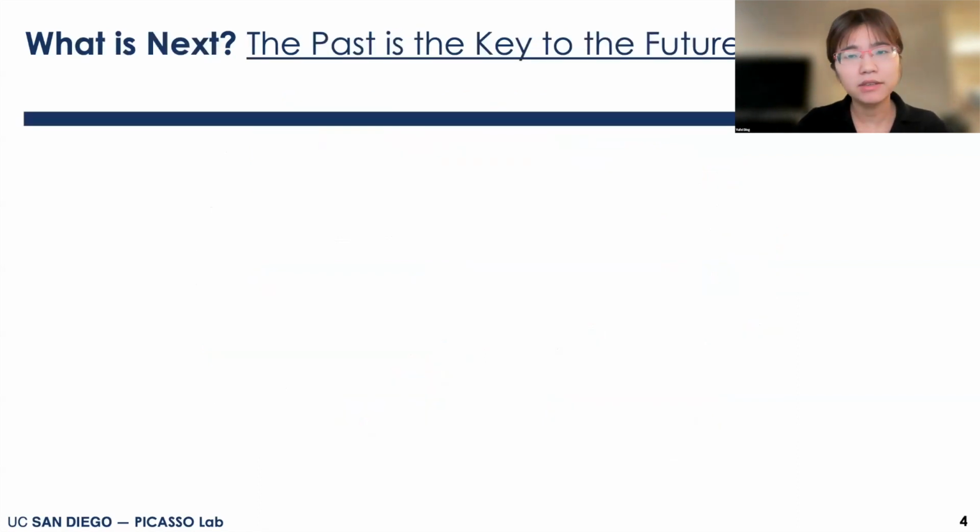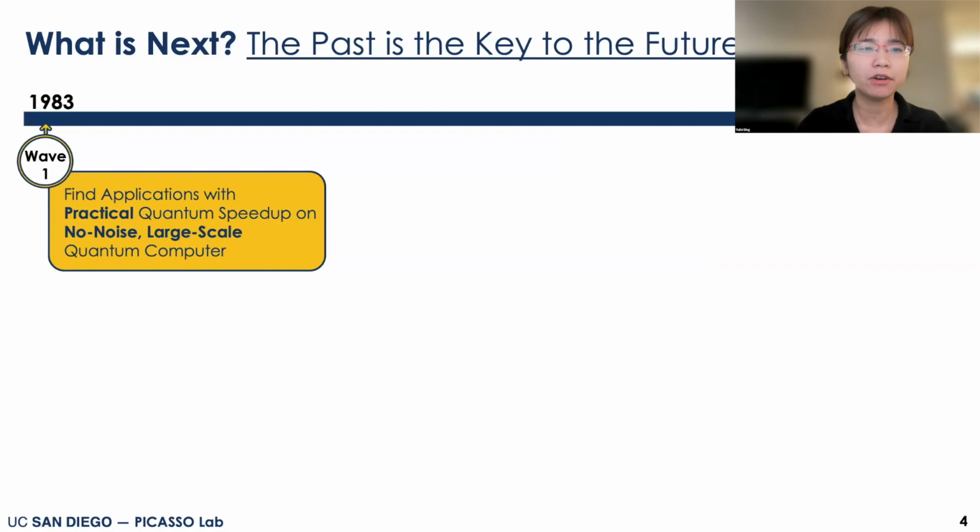So if you decide to join the field, you may wonder what parts computer scientists can contribute to quantum computing. To answer that question, it's important to know that quantum computing has been around for already 40 years, and the past can provide valuable insight into the future. Let me give you a brief overview. The first wave of quantum computing started in 1983, when the concept of quantum computing was first generated. Researchers at that time tried to find quantum applications that can show practical quantum speedup. So mostly theory and algorithm people.